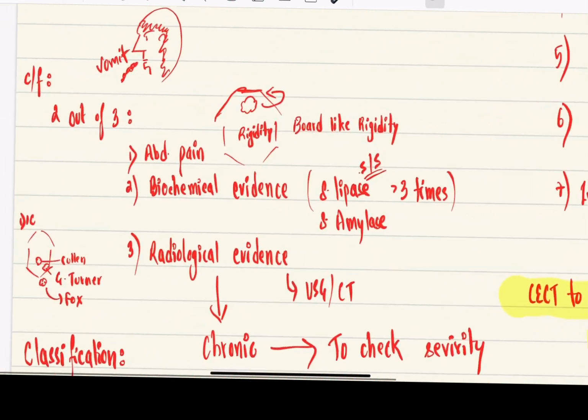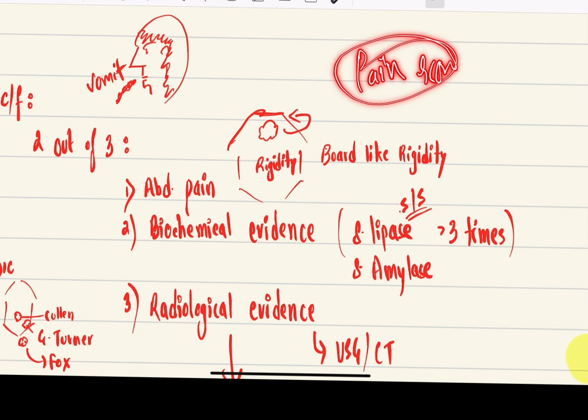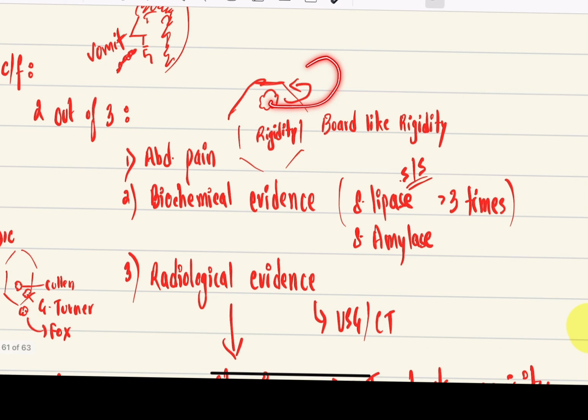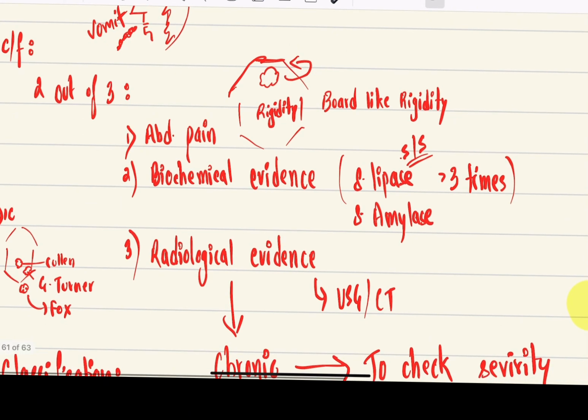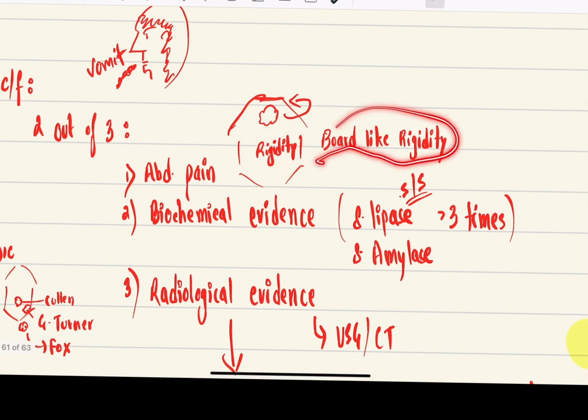Now let's see the clinical features. We can say 2 out of 3. First is abdominal pain, severe pain in the epigastric region, which radiates to the back. We can assess the pain score of the patient. Generally, the pain score is 8, 9, or 10 in acute pancreatitis. The pain radiates to the back, and the patient feels less pain while leaning forward. This sign is called the Mohammedan prayer sign. And another is rigidity. There might be board-like rigidity of the abdomen.